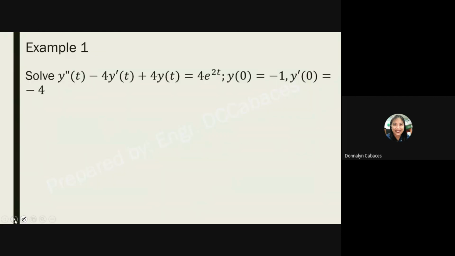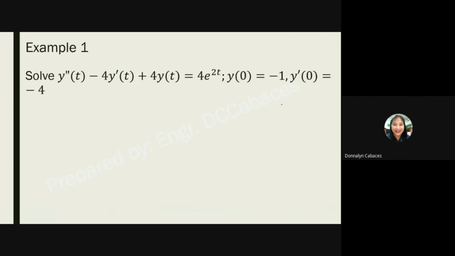Okay, let us have this example problem. Solve y double prime of t minus 4y prime plus 4y of t is equal to 4e to the 2t. This is again a function of t.